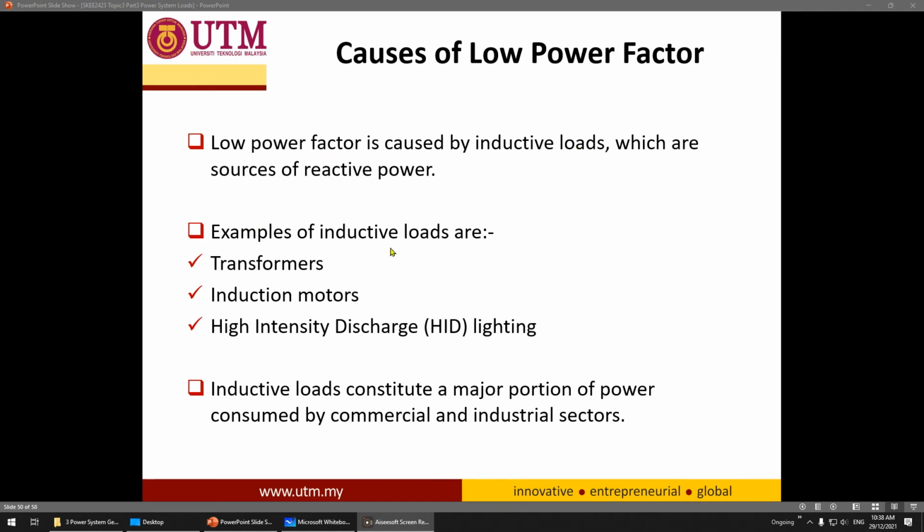Examples of inductive loads are transformers, inductors, motors, and high intensity discharge lighting. Inductive loads constitute a major portion of the power consumed by the commercial and industrial sector. At home, it doesn't constitute a major portion of the power, but commercial users usually use a lot of this power.